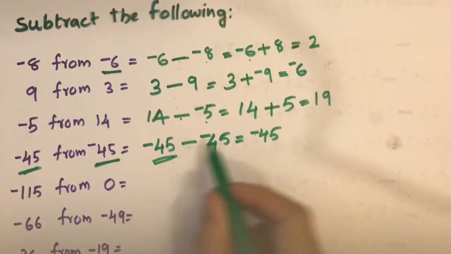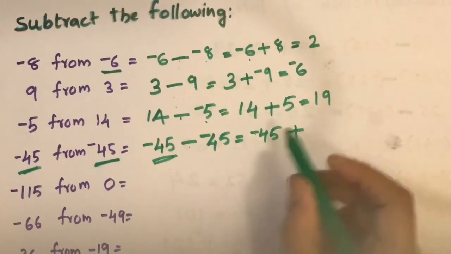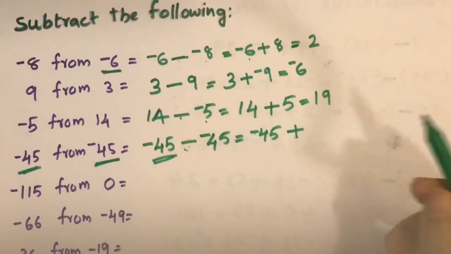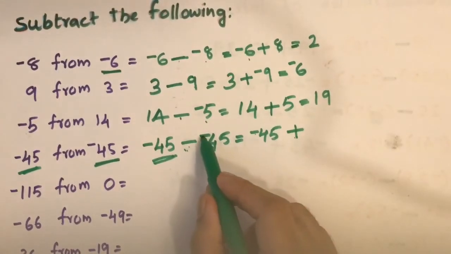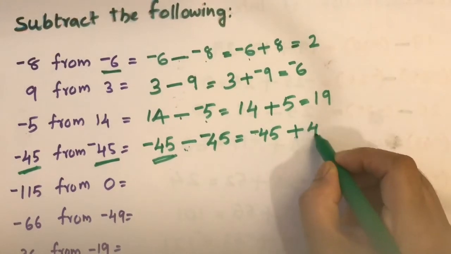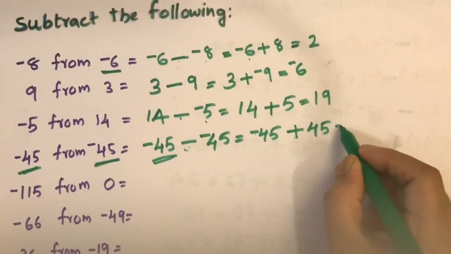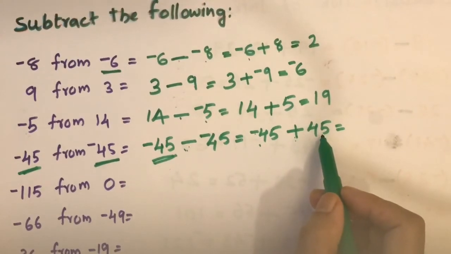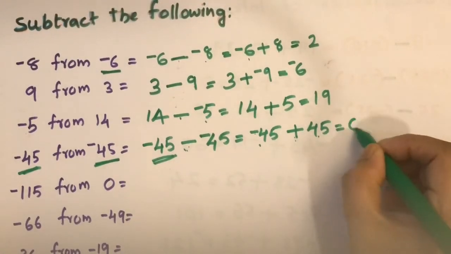Then change the operation. Subtraction will be changing to addition. Then change the sign of the second integer. That is negative 45 will be positive 45. Negative 45 plus positive 45 is 0.